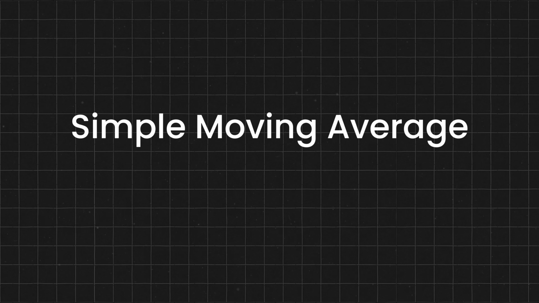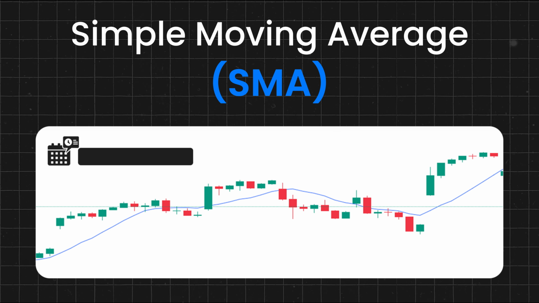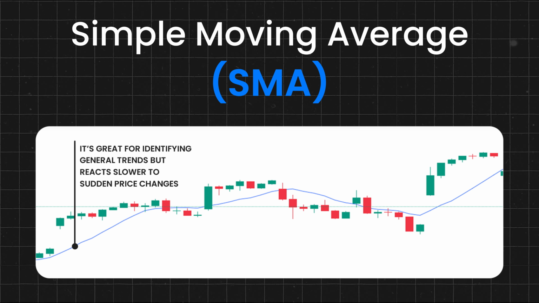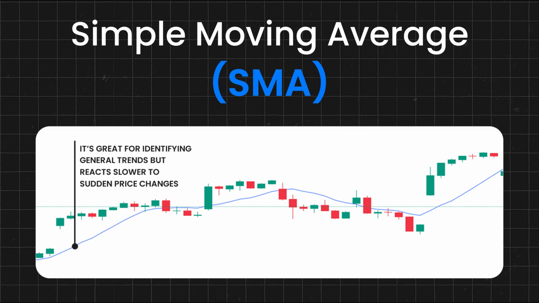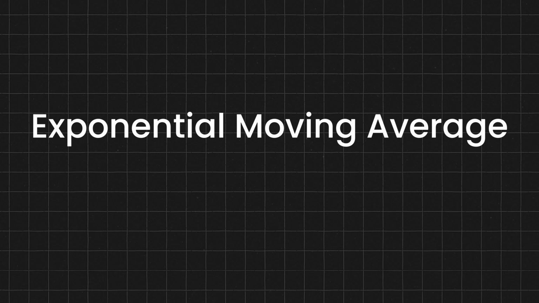Simple moving average, SMA. The SMA calculates the average price over a set time frame, like 10, 20, or 50 days. It's great for identifying general trends, but reacts slower to sudden price changes, which can make it less effective in volatile markets. Exponential moving average, EMA.